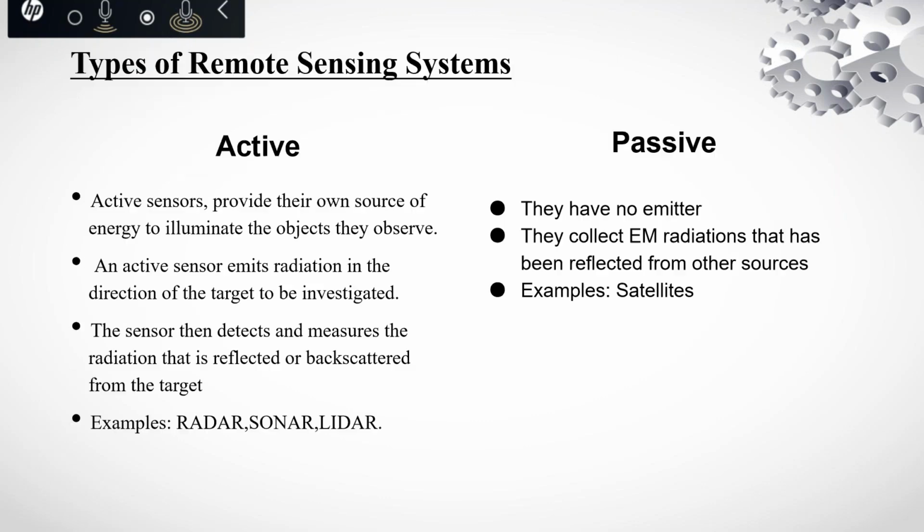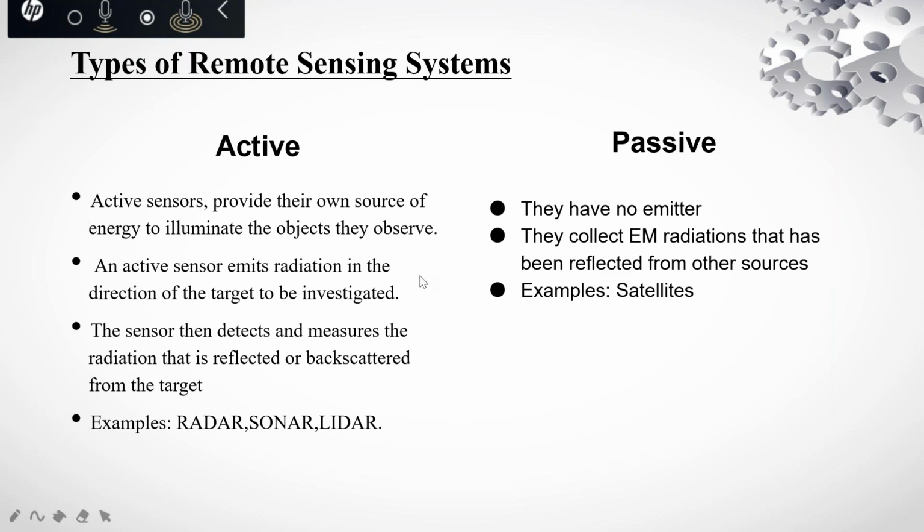Next is the type of remote sensing systems. So we have two types here, active and passive. Active sensors provide their own source of energy to illuminate objects they observe, for example, radar or sonar or LiDAR. So they use their own light to detect the objects below them.